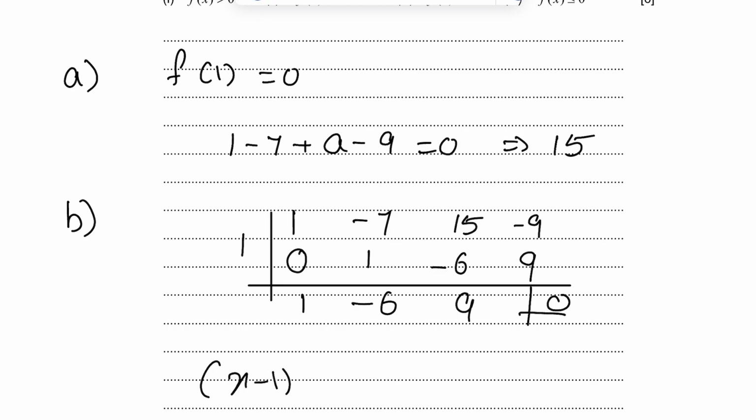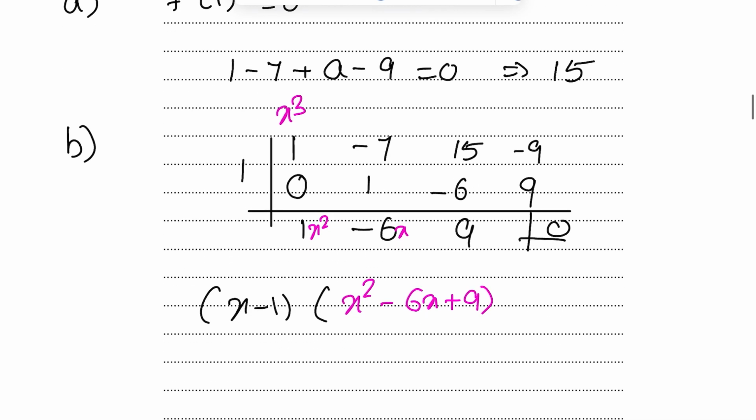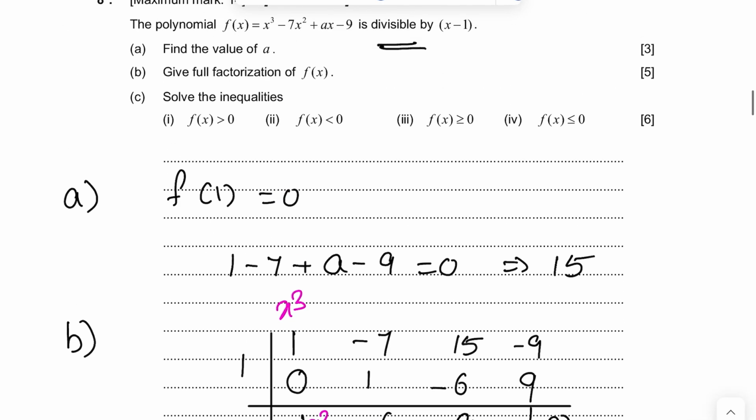x minus 1 times, this was x cube, I'm dividing with x, so this becomes x square, x square minus 6x plus 9. So what does that become now? x minus 1 times x minus 3 whole square. Now part C. Solve the inequalities. f of x is greater than 0.